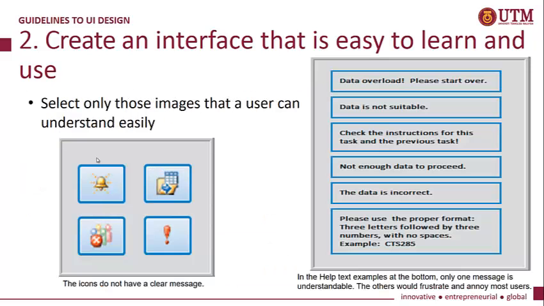So this is the example. Select only those images that a user can understand easily. If you see this example, the icons do not have a clear message. Also the same for this example. In the help text example at the bottom, only one message is understandable. The other messages would be frustrating and annoying to most users.